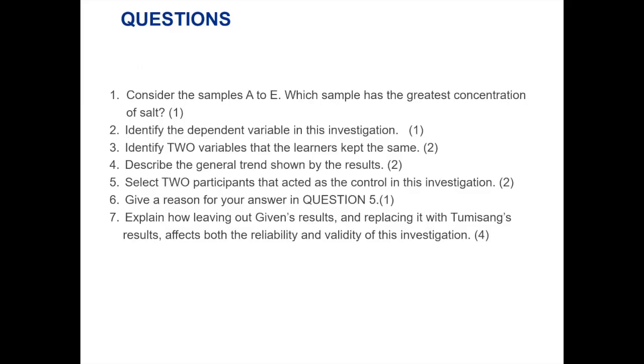Right. So the questions they're asking is, consider the samples A to E. Which sample had the greatest concentration? That would have been sample E. That was easy to read. Greatest concentration, the one that had the most amount of salt. Identify the dependent variable in this investigation. I just told you. It was the amount of taste recovered.